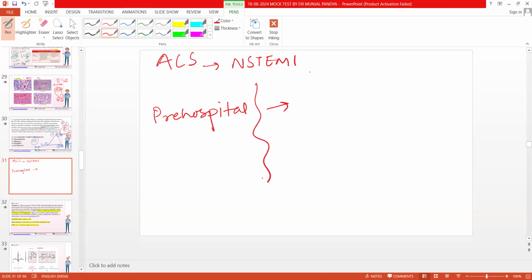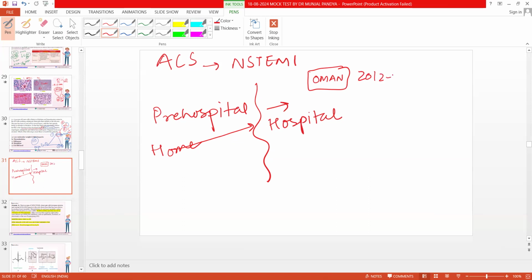So pre-hospital care means what? When the patient is at home and reaching from home to hospital, there must be some distance, 5 minutes, 10 minutes, 30 minutes, and even more sometimes. When I was practicing in Oman, in 2012, 13, 14, and 15, I shifted many patients from my hospital to the nearby setup because it was initially, 15 years back, a small clinic. So what do we do as pre-hospital care before reaching the hospital?